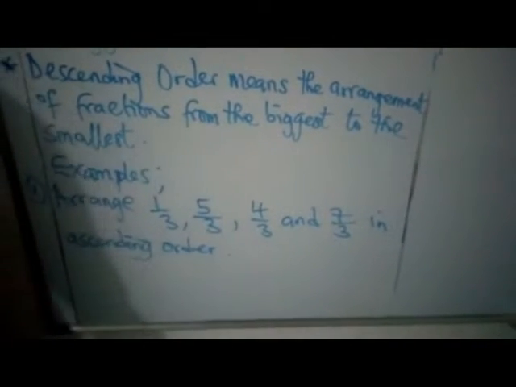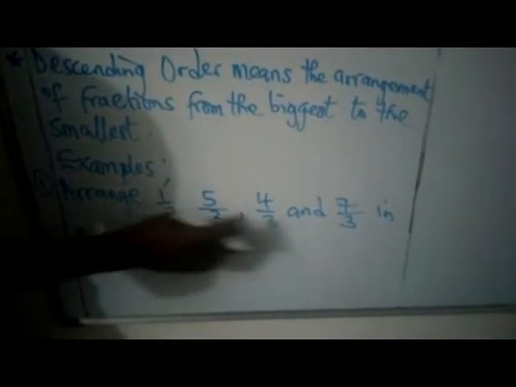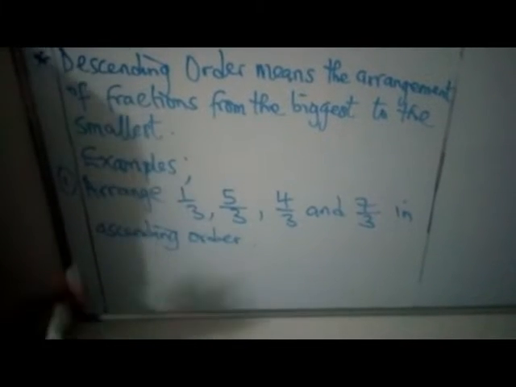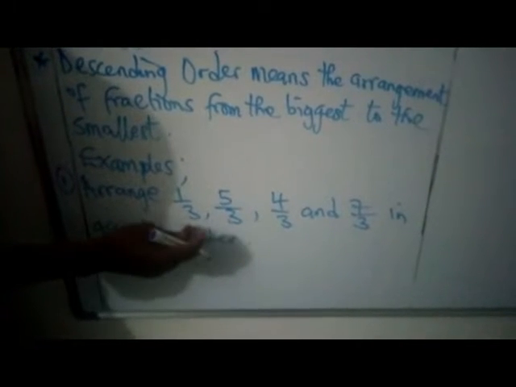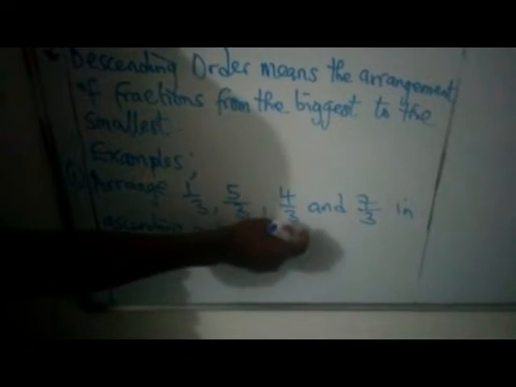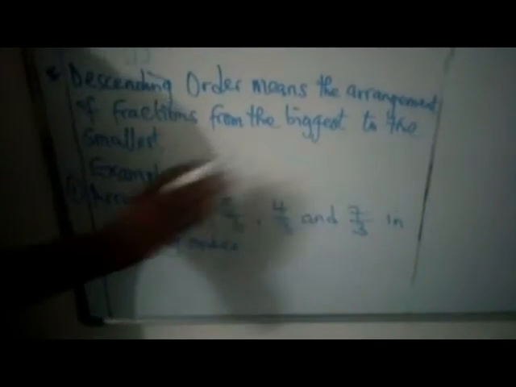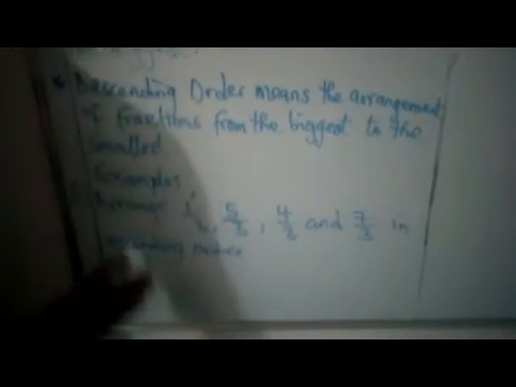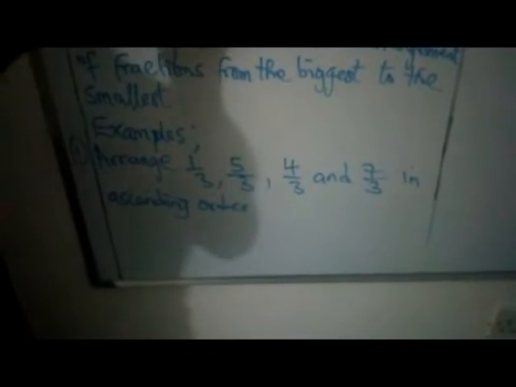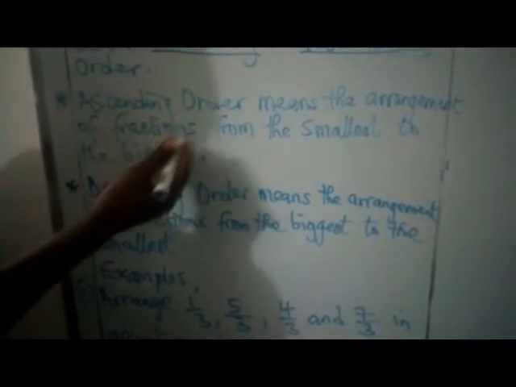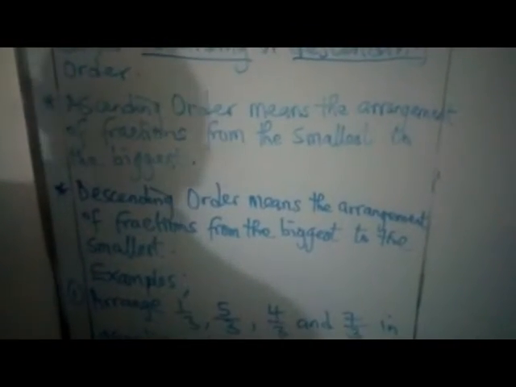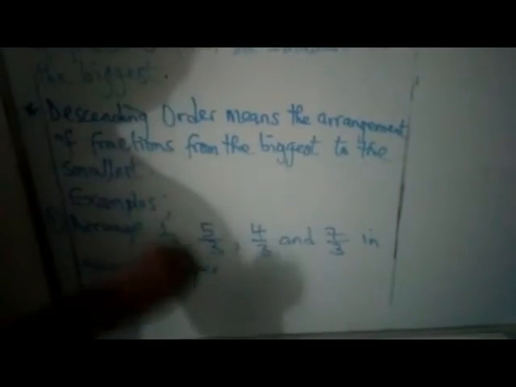The first thing that should come to your mind is that these fractions, they are what? They are all like fractions. Why? Because they have the same denominator. Look at it, 3, 3, 3, and 3. So when you see fractions with the same denominator, remember I told you they are called what? Like fractions. Now we want to arrange these like fractions in ascending order. And from my explanation, ascending order means the arrangement of fractions from the smallest to the biggest.